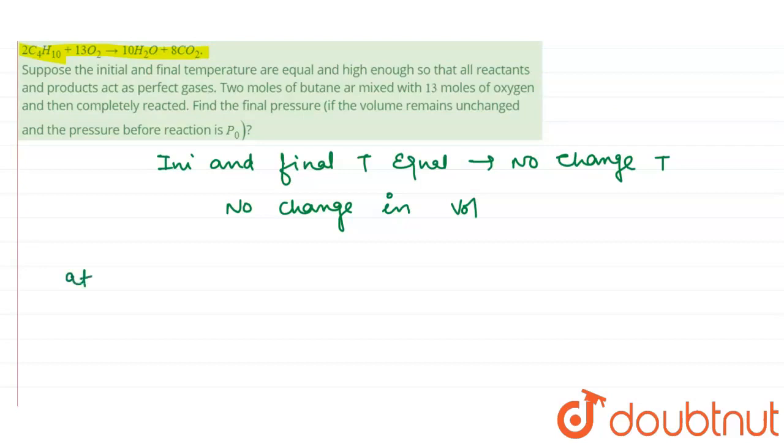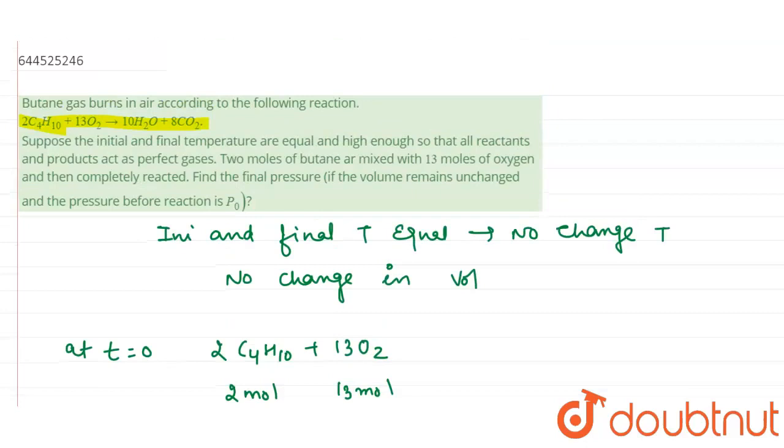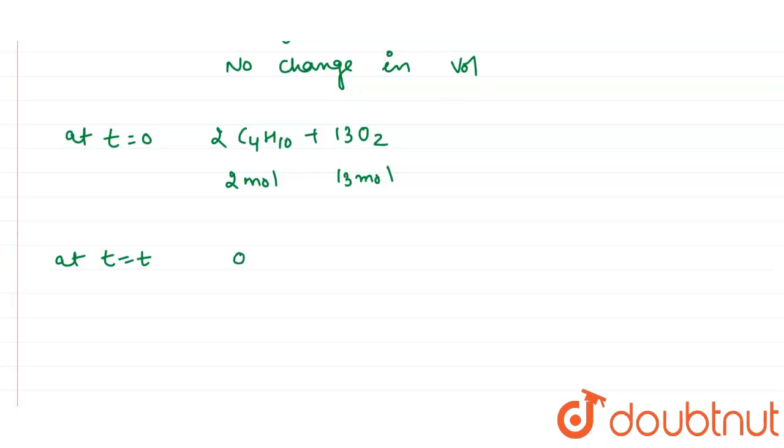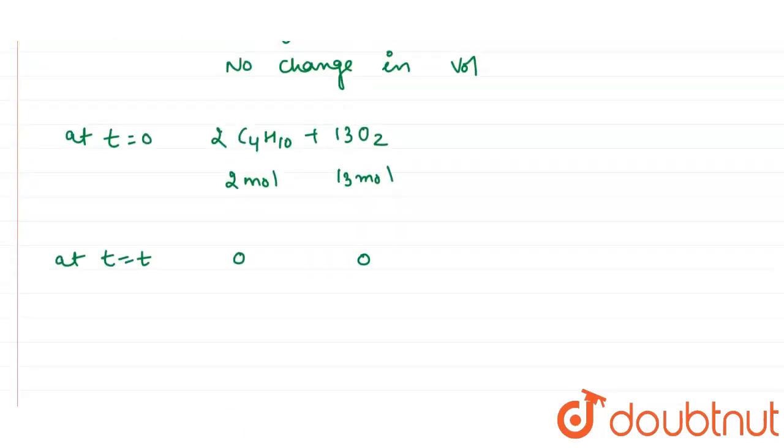at time t equals 0, the time when butane and oxygen react to each other, 2C4H10 plus 13O2, there are 2 moles of butane and 13 moles of oxygen. But at time t equals t, at any instant of time, the question says that the butane and oxygen are completely reacted, meaning at time t there are 0 moles of butane and 0 moles of oxygen, and they will make 10 moles of H2O plus 8 moles of CO2.